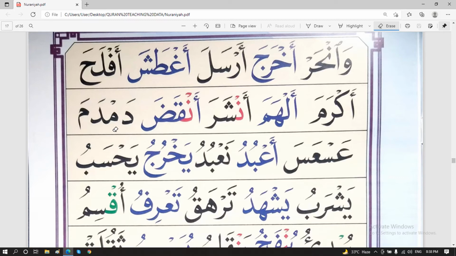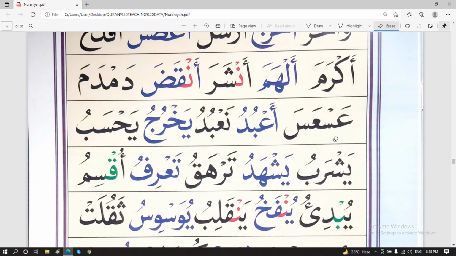أنقض دمدم. عين سين فتحة عس عين فتحة ع سين فتحة سا عس عسا. همزة عين فتحة أع با ضمة بو دال ضمة دو أعبدو. نون عين فتحة نع با ضمة بو دال ضمة دو نعبدو. يا خا فتحة يخ را ضمة رو جيم ضمة جو يخرجو. يا حا فتحة يح سين فتحة س با ضمة بو يحسب. عس عسى أعبد نعبد يخرج يحسب.